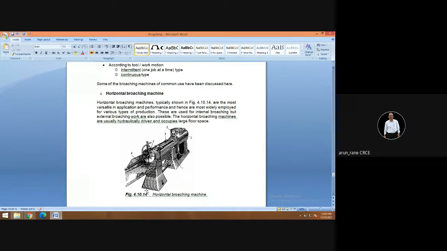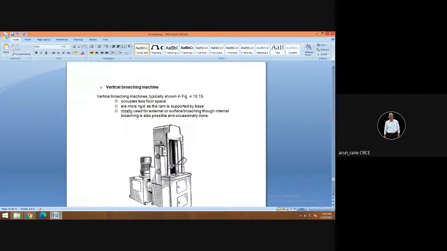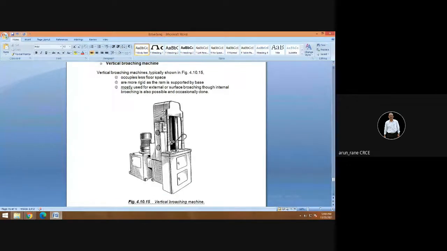So this is how a horizontal broaching machine will look. See how much space it is going to take. And look at the vertical broaching machine, it is very compact, only what it needs is height. Generally in any industrial unit you go, 10 feet height is common, and these machines on an average need 8 feet.